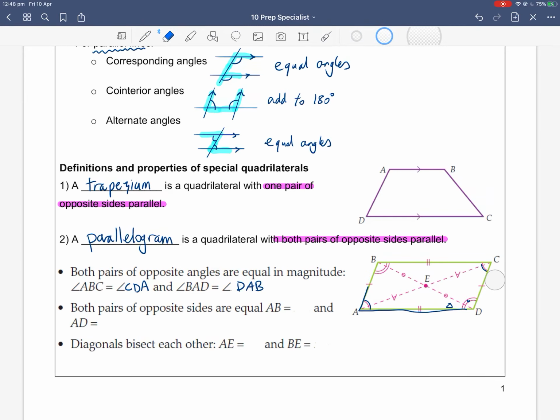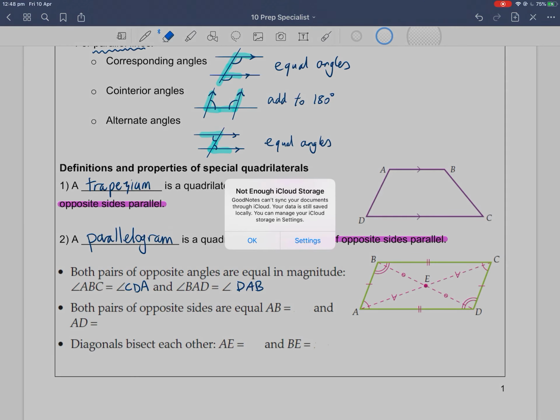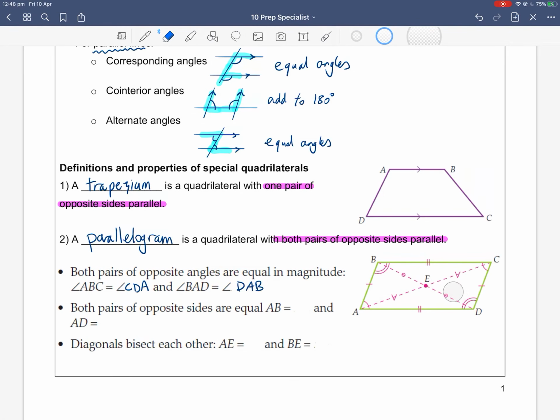Next property of a parallelogram is that both pairs of opposite sides have equal distance, have equal length. So side AB is the same as DC. Again, match up the letter order of your vertices. And then side AD is the same as side BC.